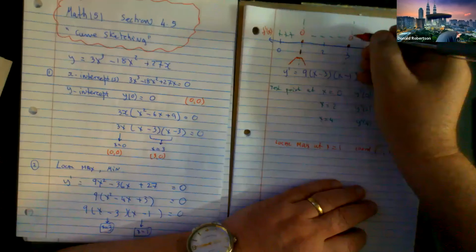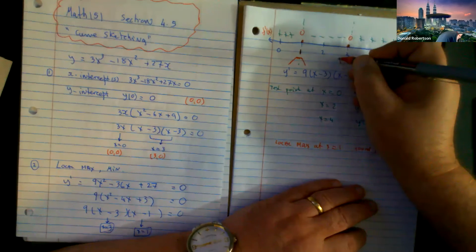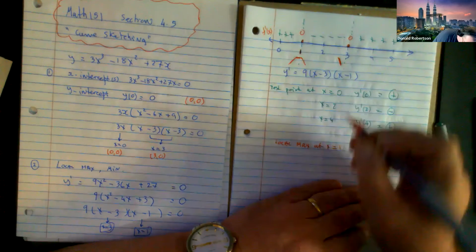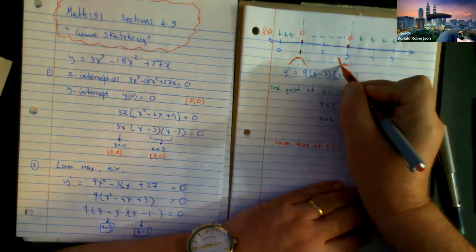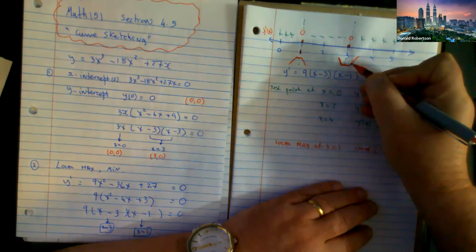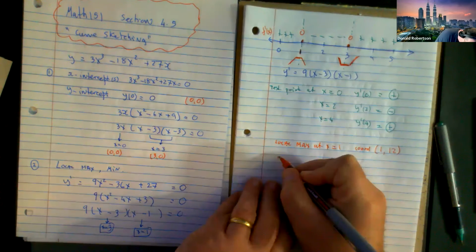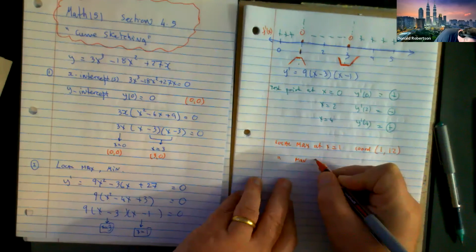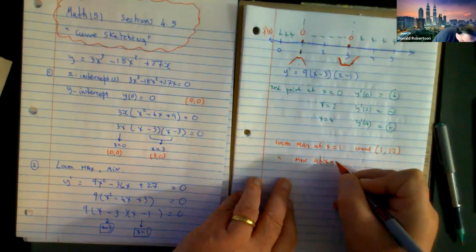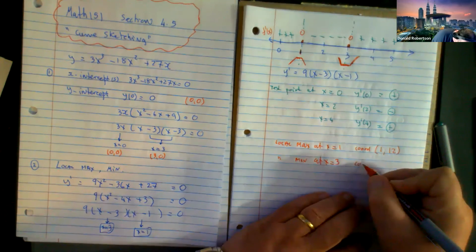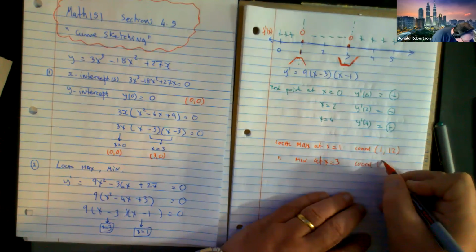And what about at 3 then? Well, it's negative, so that means it's decreasing, then it's 0, and then it's positive, and that's a local min. And that's happening at x equals 3. And I want to know what the coordinates of that are. So it's 3, something.